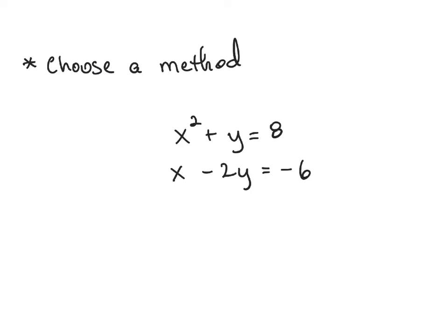So we could do elimination method and eliminate the y variable, or we could get x by itself here by moving 2y over and having it be x equals 2y minus 6, and then substitute that in to the x variable. So either method will work here, but I'm going to do elimination method. I'm going to multiply this top equation by 2.